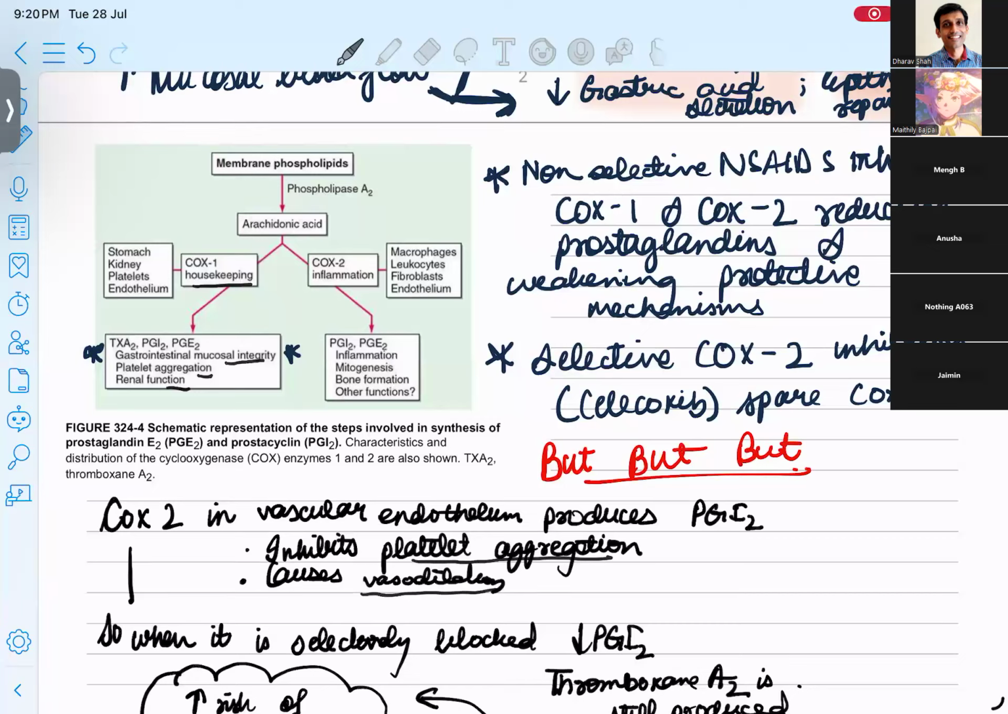sometimes also irrational use of NSAIDs, then the person is bound to have very weakened protective mechanism. And then we also have selective COX2 inhibitors, which spare the COX1 pathway. तो ऐसे we can see कि हाँ ठीक है, COX2 inhibitors दे देते हैं तो COX1 काम करता रहेगा and the gastrointestinal mucosal integrity will stay on.